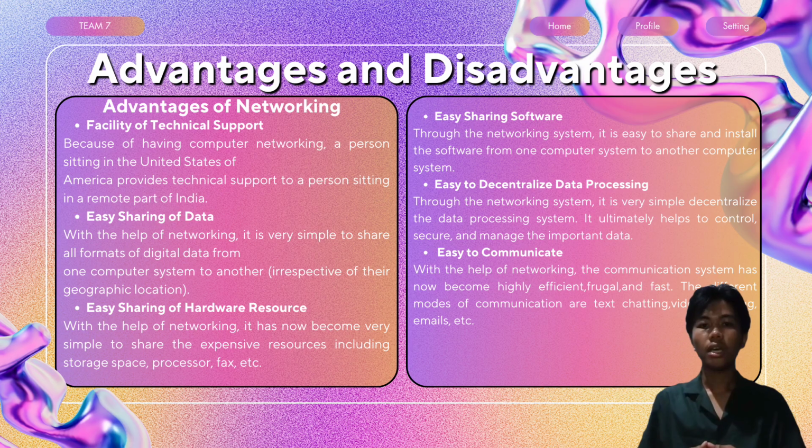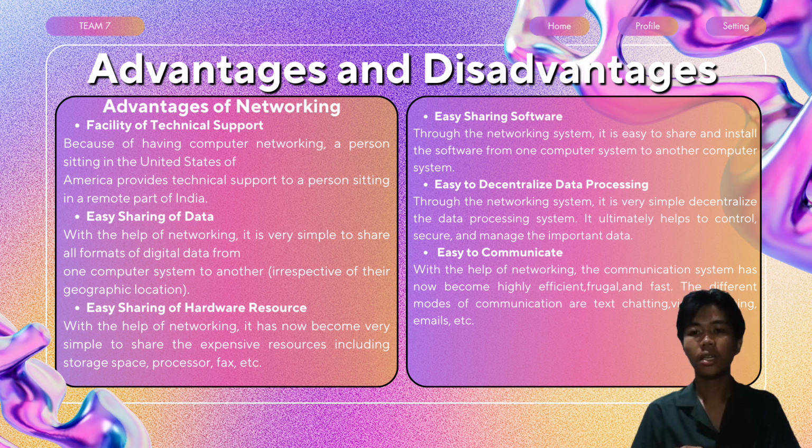Number 3, easy sharing of hardware resources. With the help of networking, it has now become very simple to share expensive resources, including storage space, processors, fax, and etc. Number 4, easy sharing of software. Through the networking system, it is easy to share and install software from one computer system to another computer system.